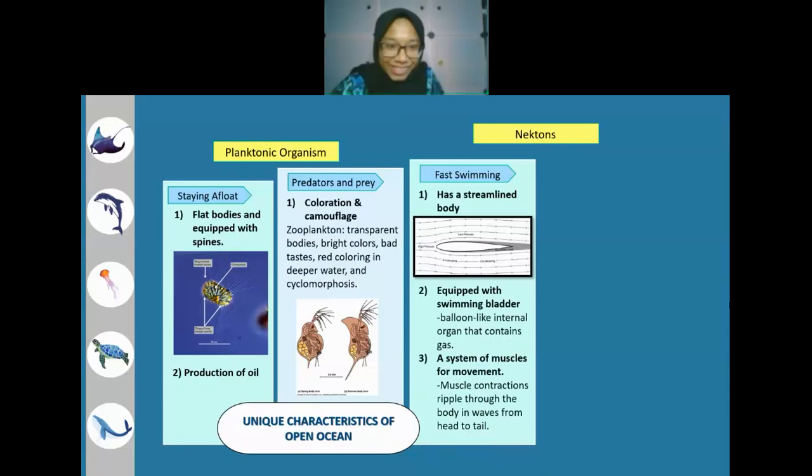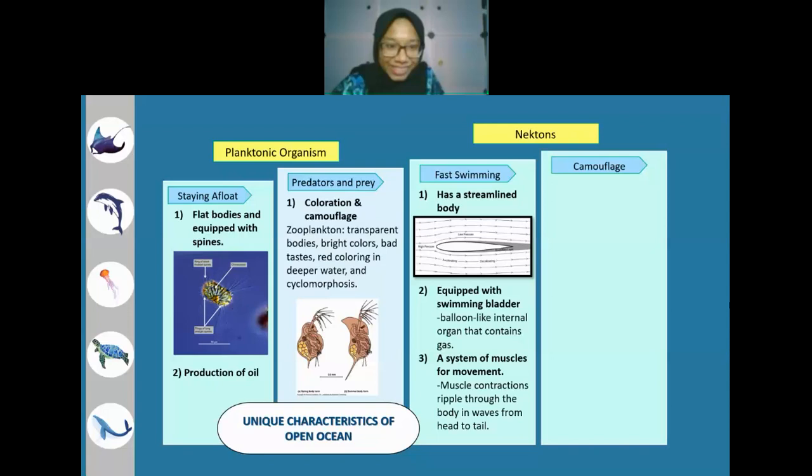Okay, the next one is they are equipped with a swim bladder. So they have balloon-like internal organs that contain gas. They can fix the amount of gas in the bladder, which helps them to move up and down throughout the water column. The next one is a system of muscles for movement. Muscle contractions ripple through the body in a wave from head to tail. The contractions whip the tail and fin against the water to propel the fish through the water.